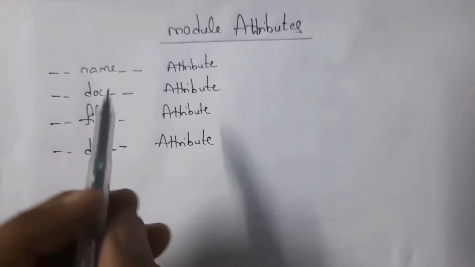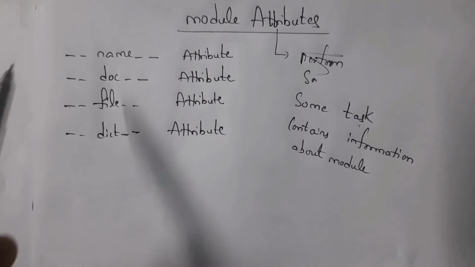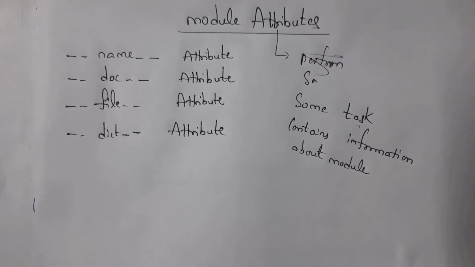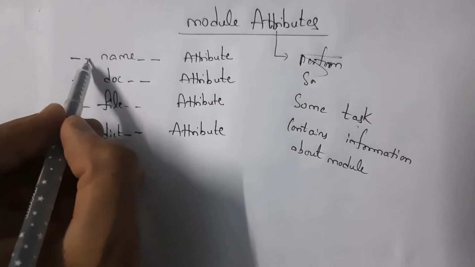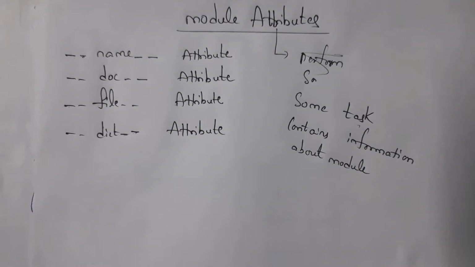Let's get started. Python modules have some attributes, and these attributes perform some tasks and contain some information about the module. These are some of the important module attributes. I will explain each of them, and we represent module attributes with an underscore at the start and an underscore at the end. At first I will explain what is the use of the name attribute.